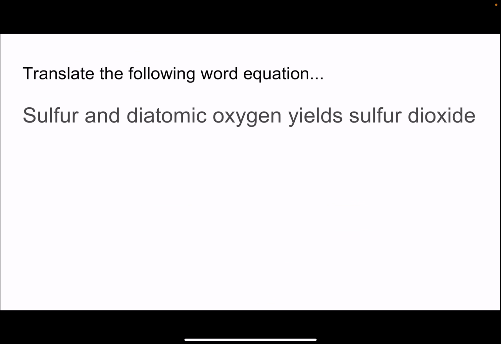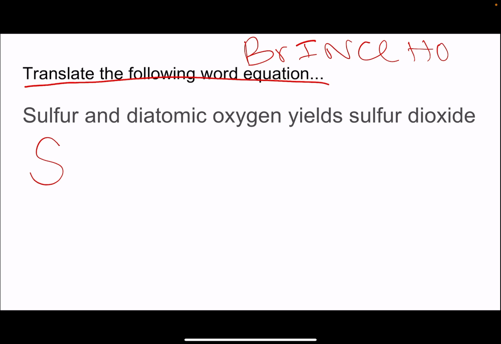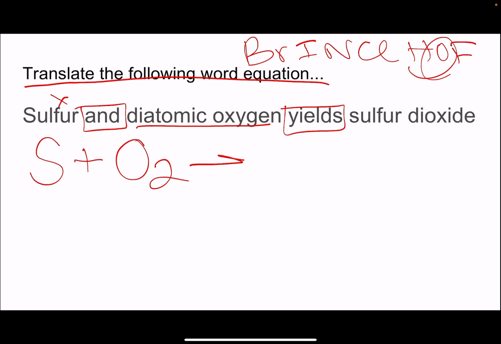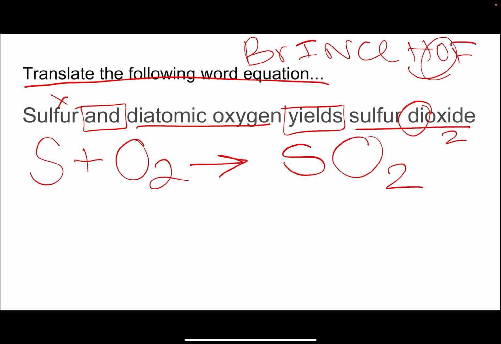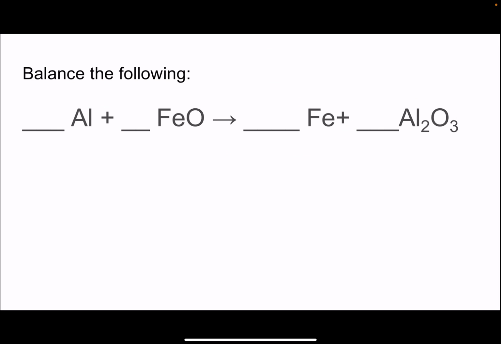Now, translate the following word equation. Sulfur. Is it one of the diatomics? Nope, so we'll just have plain S. And would be our plus sign, and then we have diatomic oxygen, which is a part of Brinkelhoff, so O2. Yields lets us know it's our arrow, and then it says sulfur dioxide. So sulfur, and remember that di represents 2, so SO2. You'll probably be translating a molecular compound on the quiz because that was our most recent nomenclature.